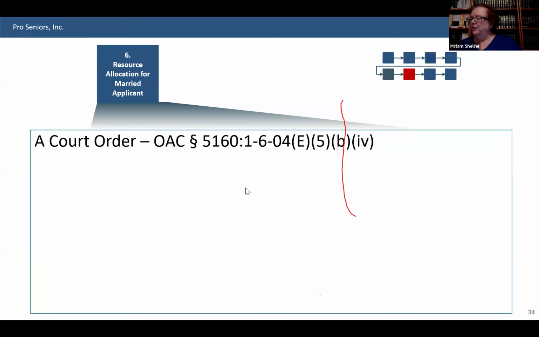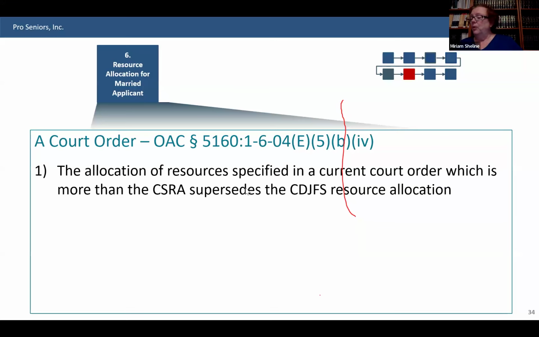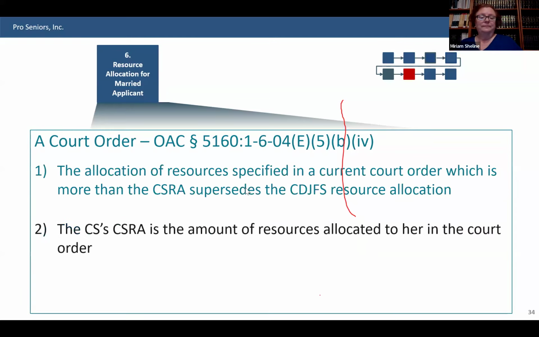Now, sometimes with a divorce, however, you can get a court order which gives everything to the community spouse. That's binding on JFS. Whatever the court order says supersedes what the Medicaid rules provide. JFS did try to tamper with this rule at one time and changed their mind, because obviously I don't think they have authority to override what the court decides. So in that case, the CSRA is going to be the amount of the resources allocated to her in the court order.